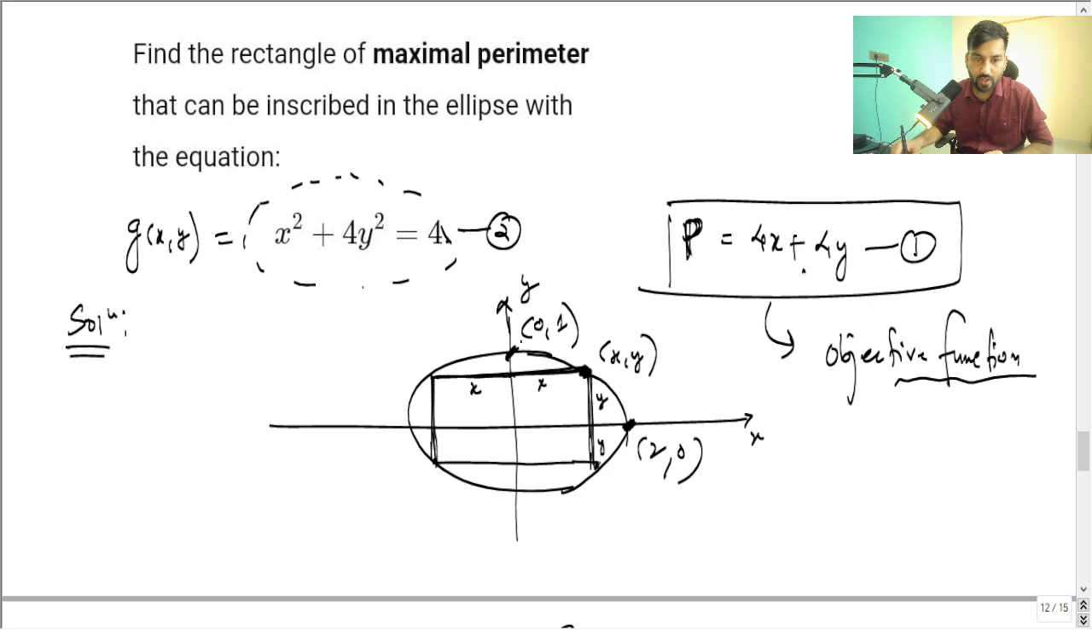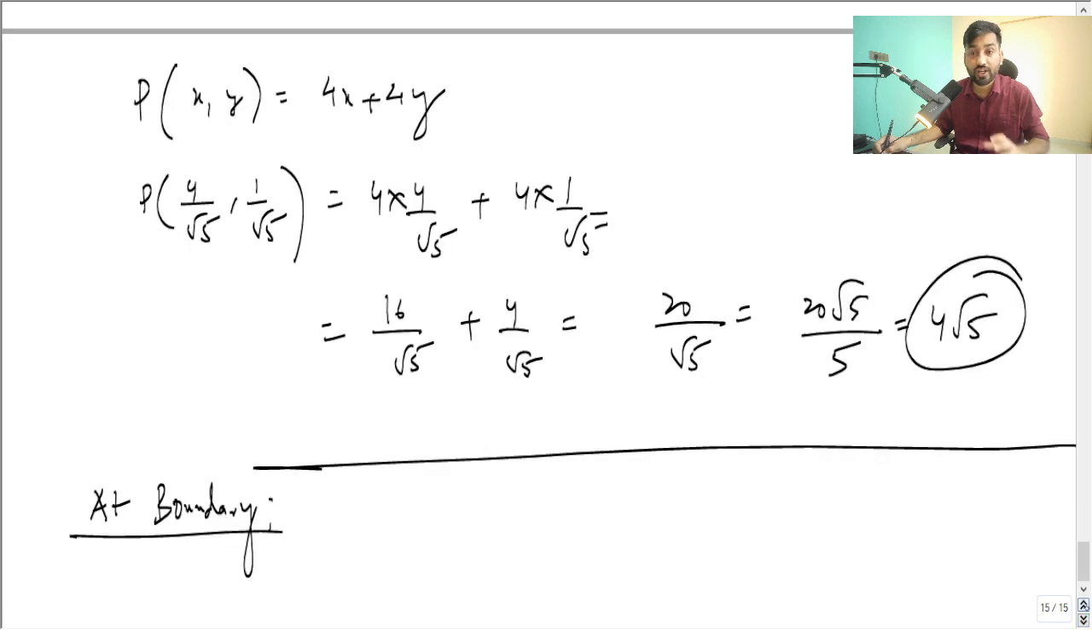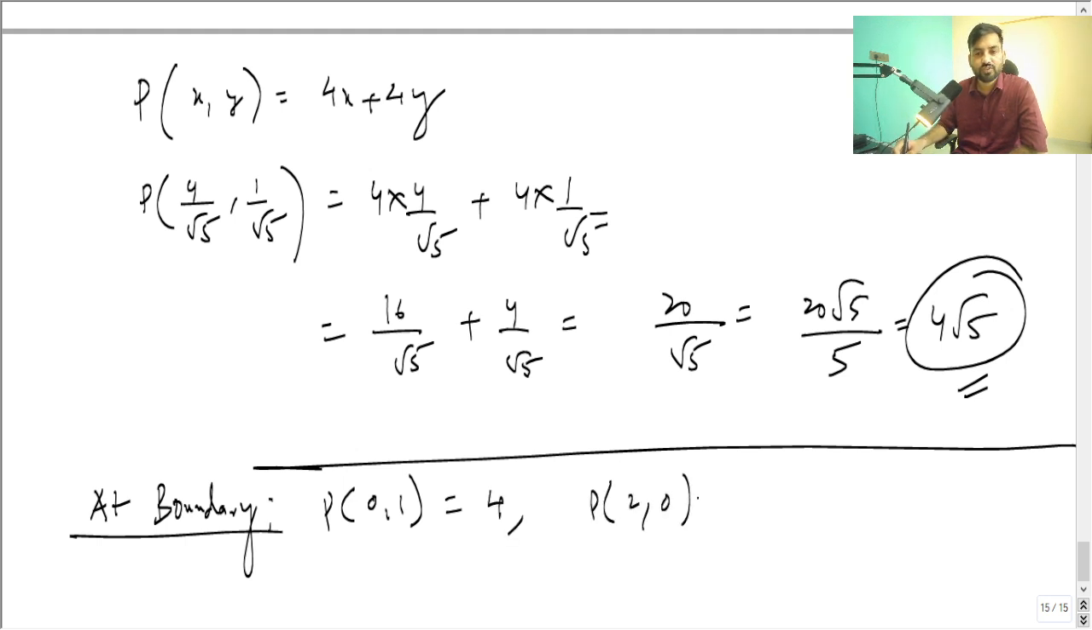You always have to check. You have to also check at these 2 points, right? Whenever you are applying the Lagrange multiplier, right? So you can't finalize this as the answer at this moment. So 0 comma 1, which gives 4, right? And 2 comma 0, which is nothing but 8.